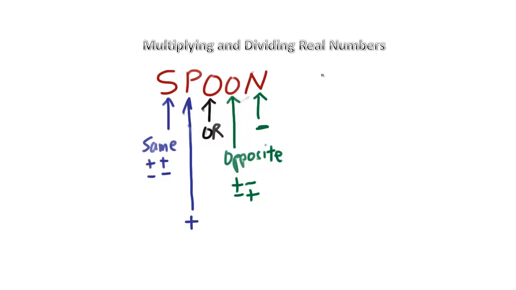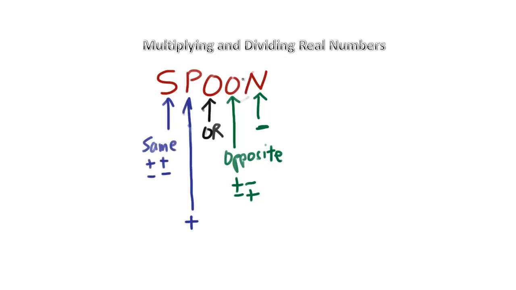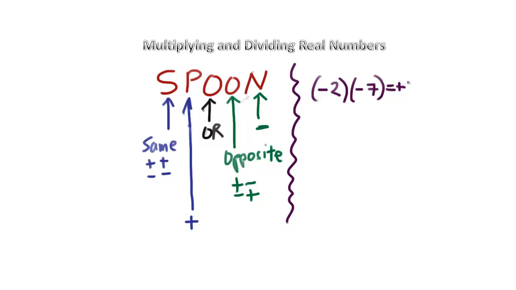So if I have, delete that one. Let's say I have -2 times -7. You have negative, negative. So if you look at SPOON, it's the same sign. So the result is going to be a positive answer, and it's going to be a positive 14.